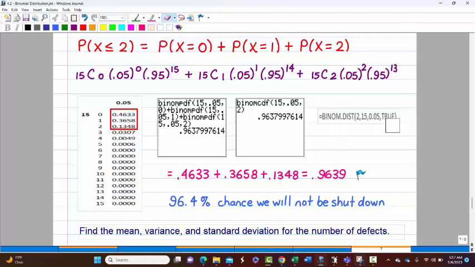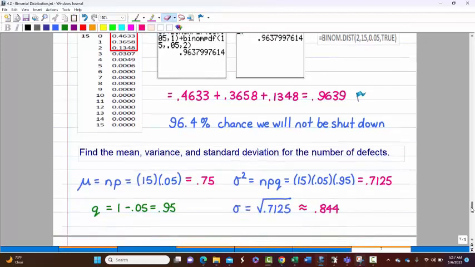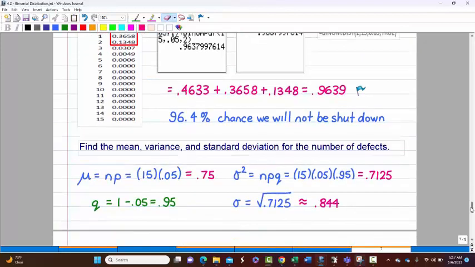If you use true, that's the same as your CDF here. So 2, 15, 0.05, true. The probability, I just rounded to 0.964. So in terms of percentages, we have a 96.4% chance that we will not be shut down. So that's pretty good. And here's the mean, variance, and standard deviation. That's easy enough.